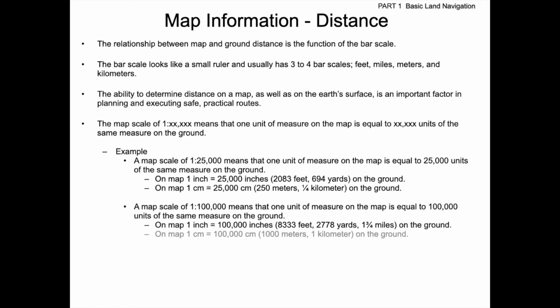A map scale of 1 over 100,000 means that 1 unit of measure on the map is equal to 100,000 units of the same measure on the ground, just like the last one. So of course that means that on a map, 1 inch would be equal to 100,000 inches, 8,333 feet, 2,778 yards, and 1 3/4 miles on the ground. And of course, if that's true, then on a map, 1 centimeter would also equal 100,000 centimeters, or 1,000 meters, or 1 kilometer on the ground.